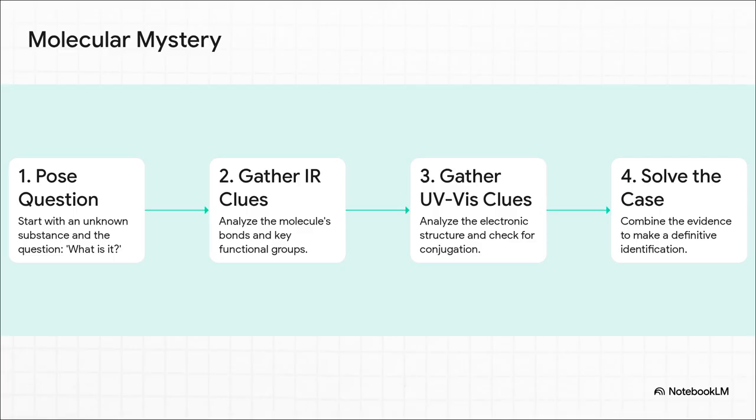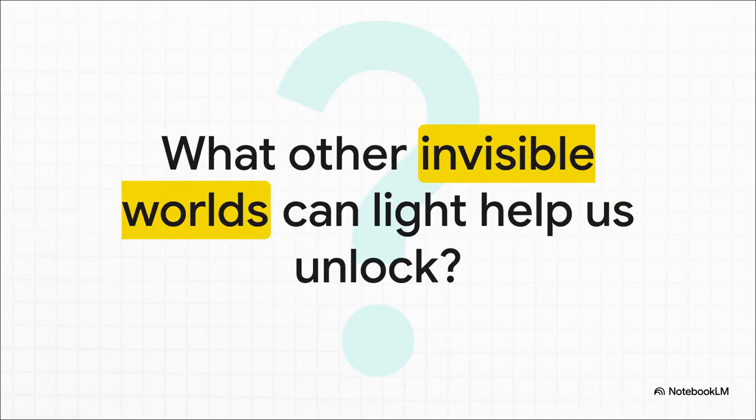And here's the whole detective process laid out nice and simple. First, you start with your mystery. What is this stuff? Then you gather your first set of clues. You run an IR spectrum to find the big functional groups and, crucially, to check that unique fingerprint region. After that, you might run a UV-Vis spectrum to get clues about the electronic system. And by combining all of that data, you build an airtight case, and you can identify your molecule with total confidence.